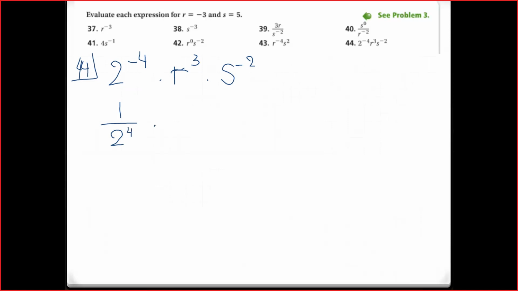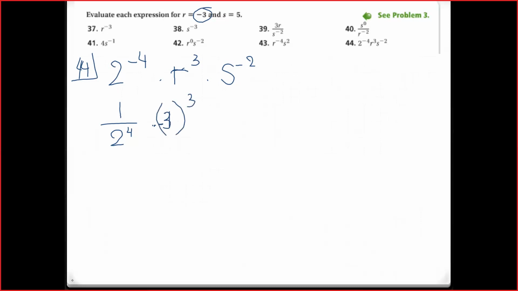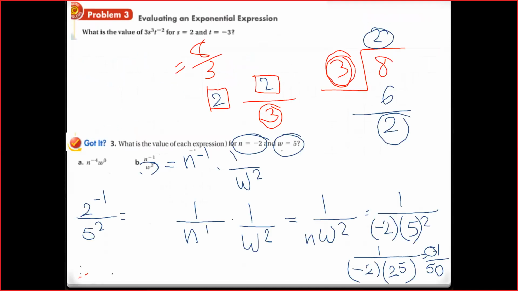What is the value of r here? -3. The power what? The power 3. Then s to the power -2. I wrote r instead of -3 like this here.